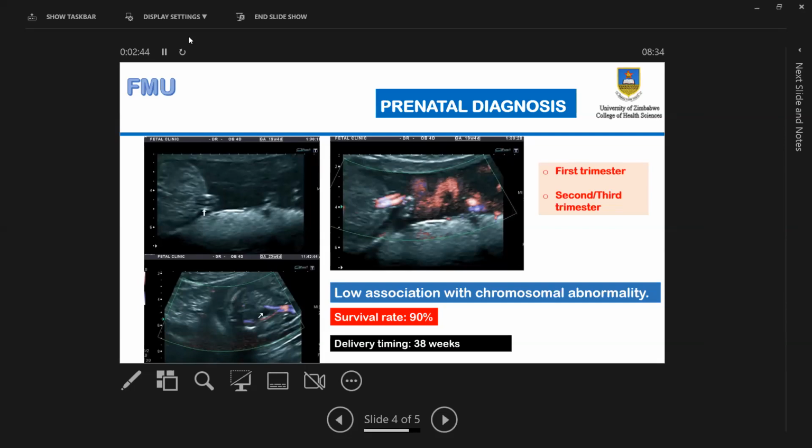So what you are seeing on the screen are basically the 2 images that we need to be able to screen for most anterior abdominal wall defects. Of course, we also need the image of the chest at the level of the 4-chamber view to be able to say we have screened for anterior abdominal wall defects.